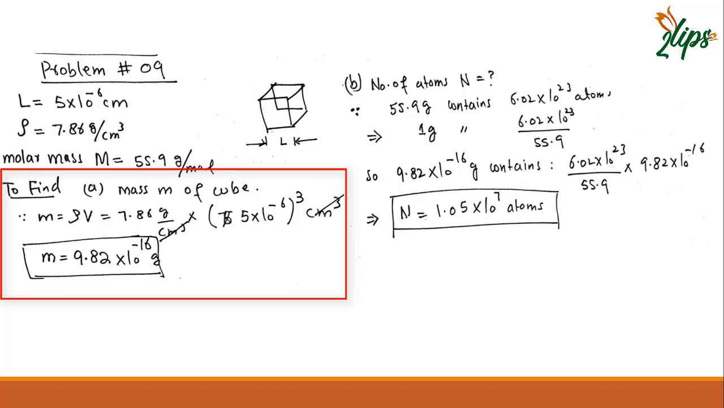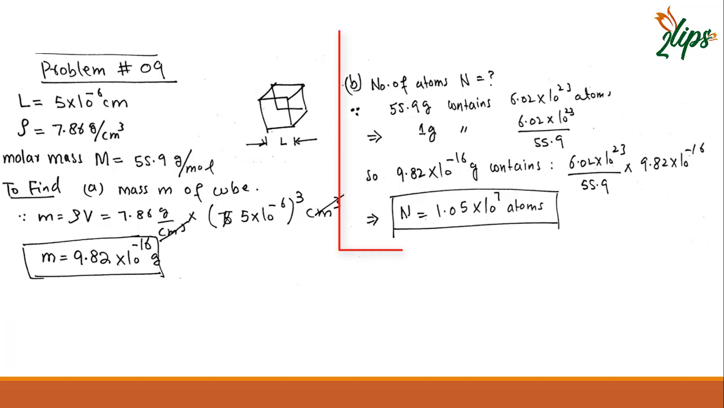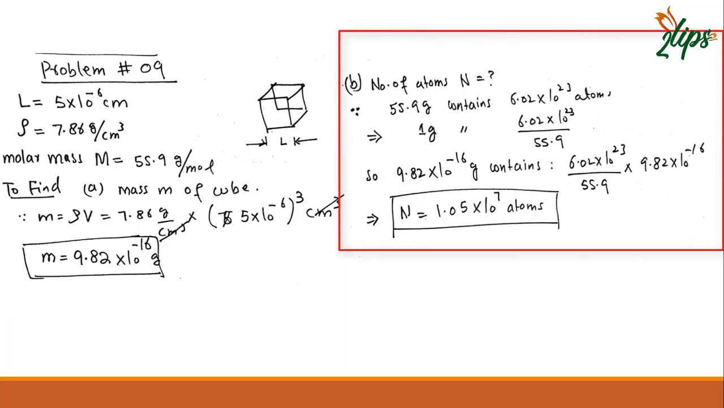In part B, we are asked to find the number of atoms. Since the molar mass of iron is 55.9 gram, it means that 55.9 gram contains 6.02 times 10 raised to power 23 atoms. So by simple mathematics, I can say that 1 gram contains 6.02 times 10 raised to power 23 divided by 55.9 atoms.